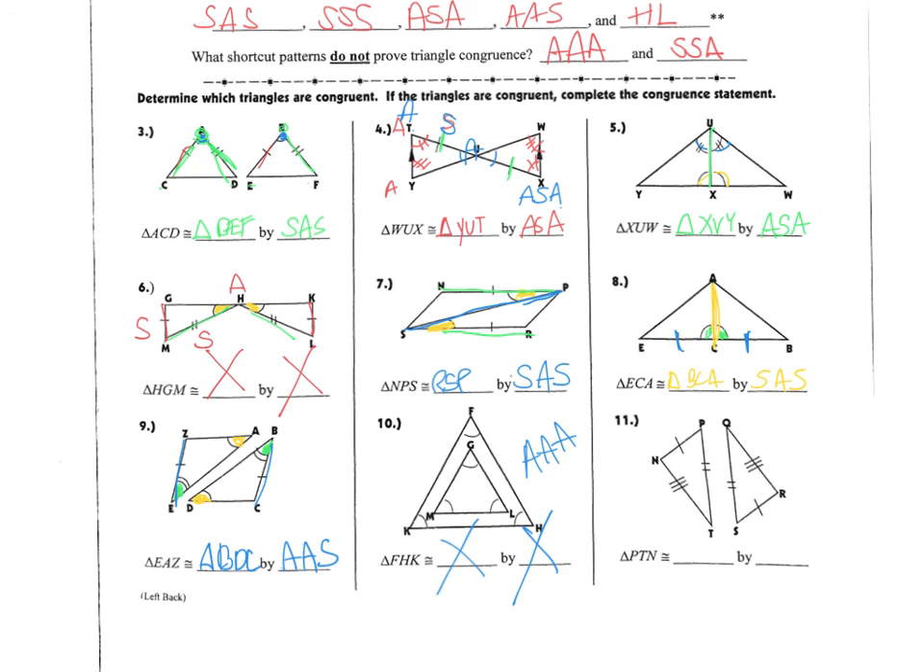And then number 11, the last one on this page, we have a side to a side. We have this side to this side, and then we have this side to this side. And so that's going to be our side, side, side. And so triangle PTN would be congruent to triangle SQR.